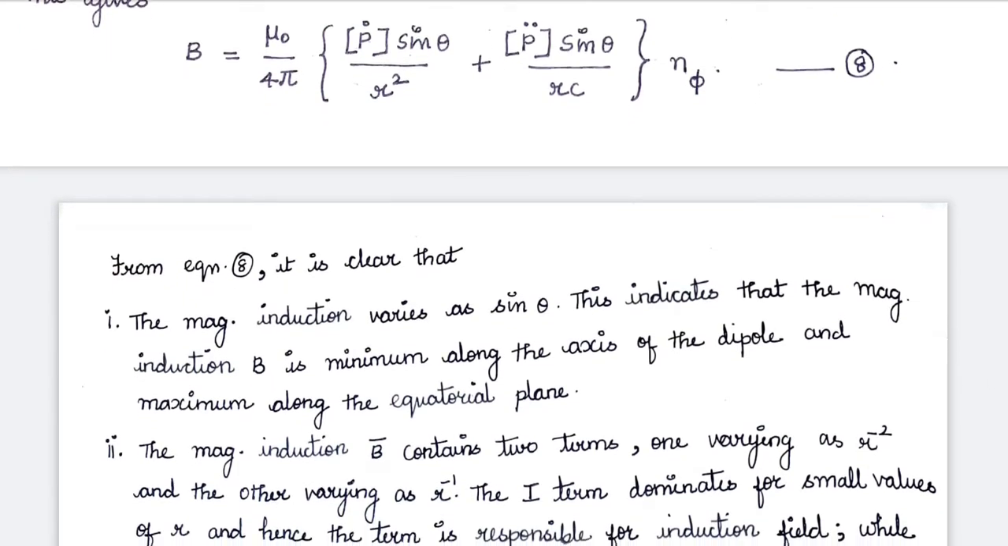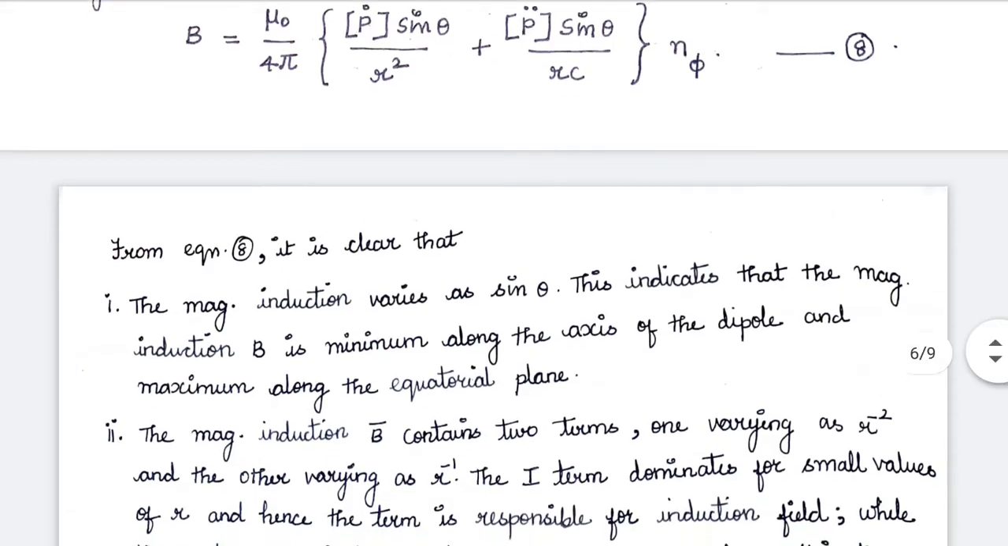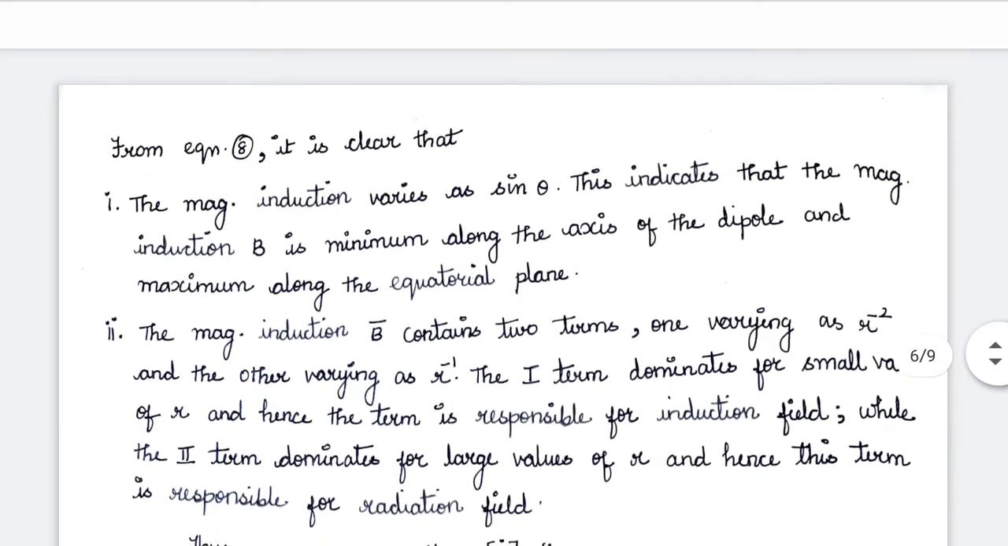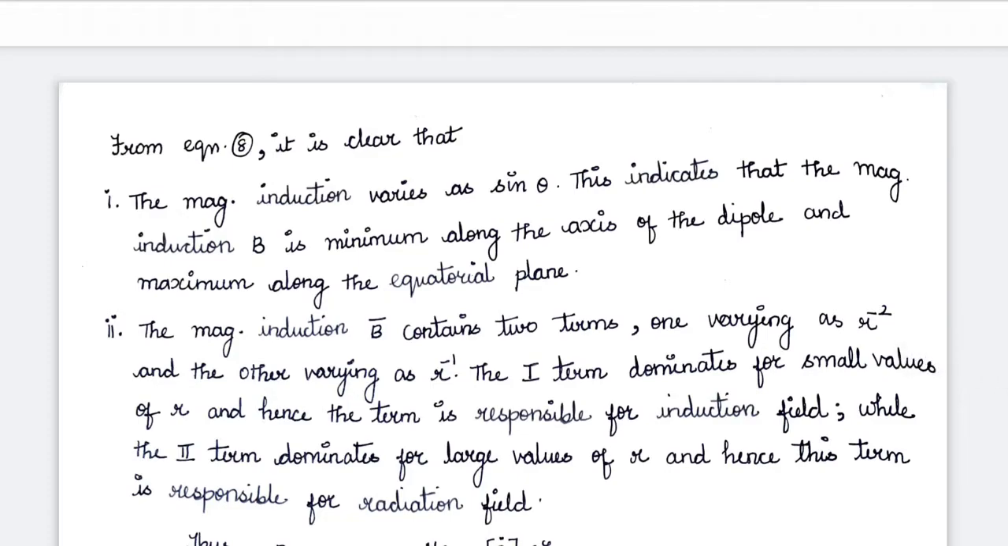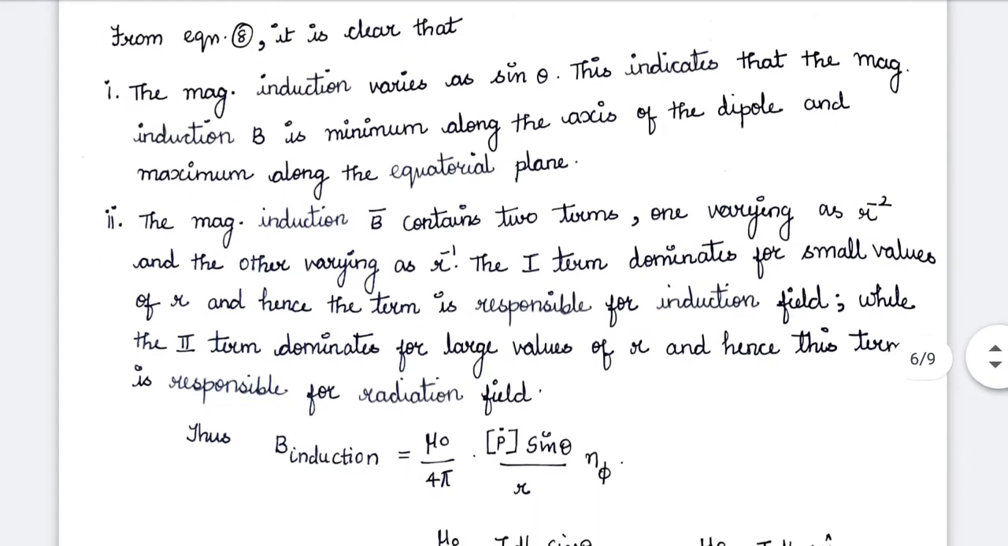So from the mathematical expression of B, we can say the magnetic induction varies as sin theta. This indicates that the magnetic induction B is minimum along the axis of the dipole and maximum along the equatorial plane. This is because sin 90 degrees is 1, so sin theta will have the maximum value at the equatorial plane. So the magnetic induction is maximum along the equatorial plane.